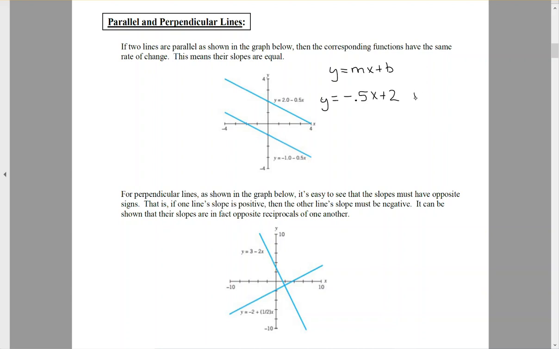the slope of this line is negative 0.5 or negative a half. The y-intercept happens to be the 2. You can see where it crosses the y-axis.